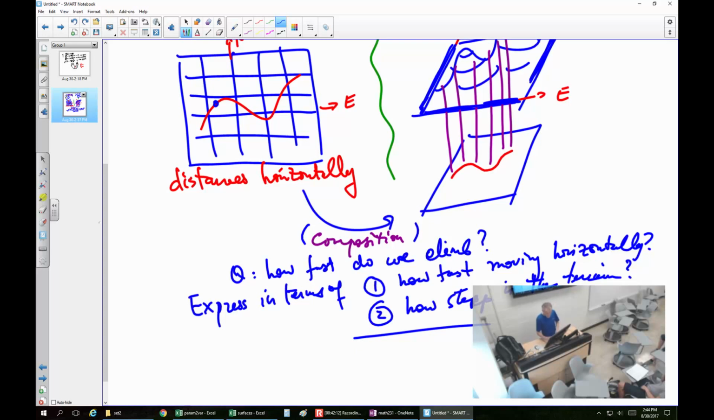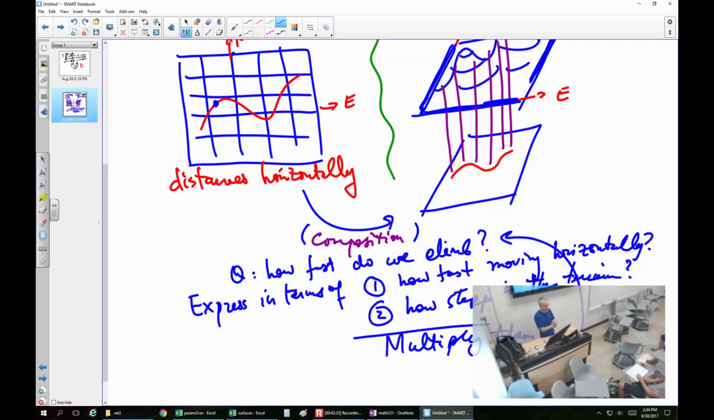The chain rule, in other words, you multiply them. By the chain rule, multiply these two in order to answer this question: how fast we climb. So you multiply your speed, the horizontal speed, by the steepness of your terrain.